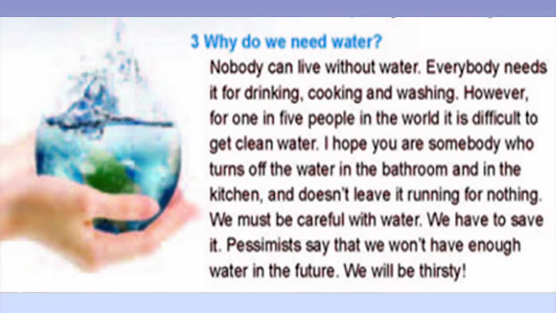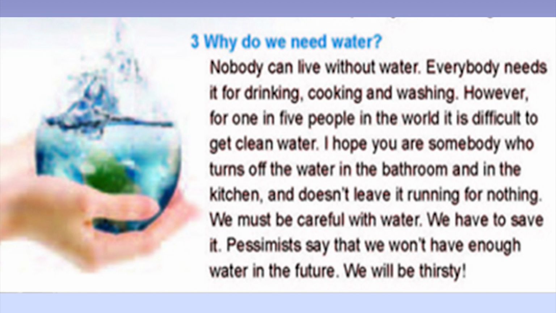Text 3. We are to find the reasons for the answer. Why do we need water? Find them in the text. What must we do to save the water? Now, follow me, please. Nobody can live without water. Everybody needs it for drinking, cooking, and washing. However, for 1 in 5 people in the world, it is difficult to get clean water.